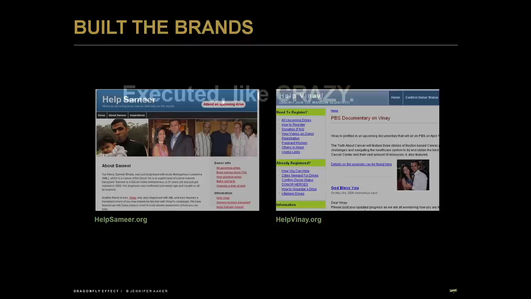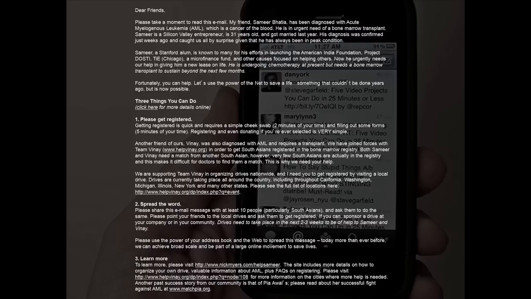They executed like crazy. Robert spent three precious hours crafting an email that not only told Samir's story, but told it so that if you didn't know Samir and you read this email, you felt as if you did. And he took that email and he spread it. They spread it through Facebook and Twitter and LinkedIn and you name it.